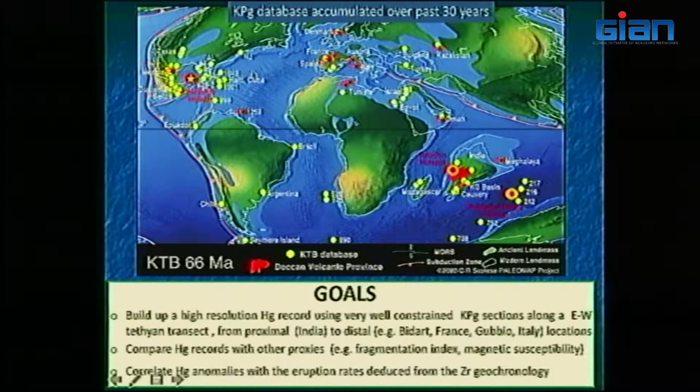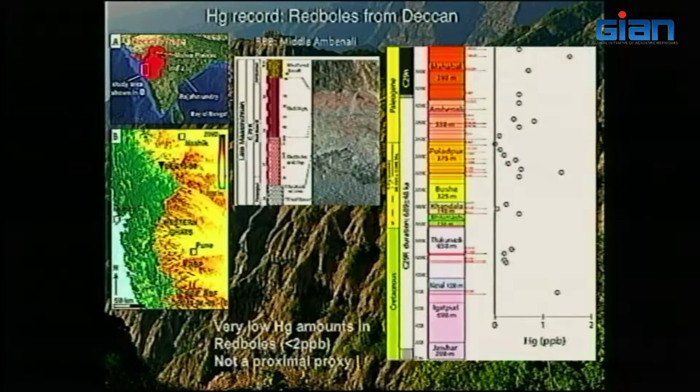And for some of the sections, we were measuring the mercury. So we start with India. I said that mercury generally is released up to the stratosphere, very high into the sky. And it's not a surprise that there is almost no mercury in the red boles, because it's not really a distal marker. Mercury will be transported far, far away from the emission source. So I'm not very surprised that there is almost nothing. Here we measured mercury in different red boles, and there is almost nothing.